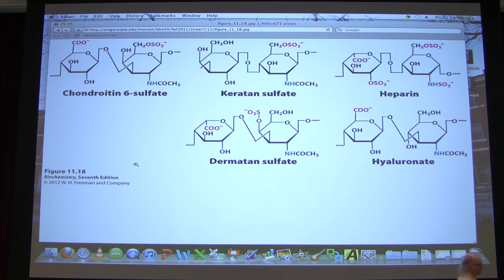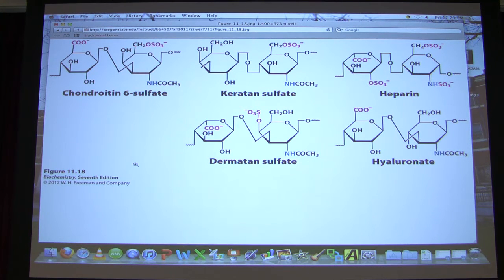Now, you're not going to have to draw the structures of these, don't worry. You're not going to have to memorize which ones have which. But you should know some common things about the glycosaminoglycans. They all contain amine. They all contain at least one negatively charged section. These are the repeating subunits. These are polymers, so the repeating subunit in each case is a disaccharide, and that repeating subunit may be repeated thousands of times.